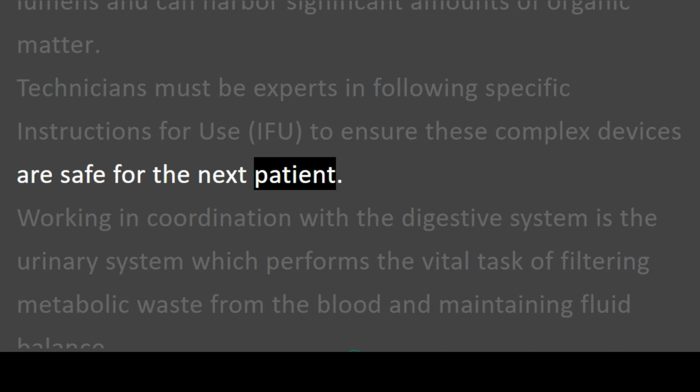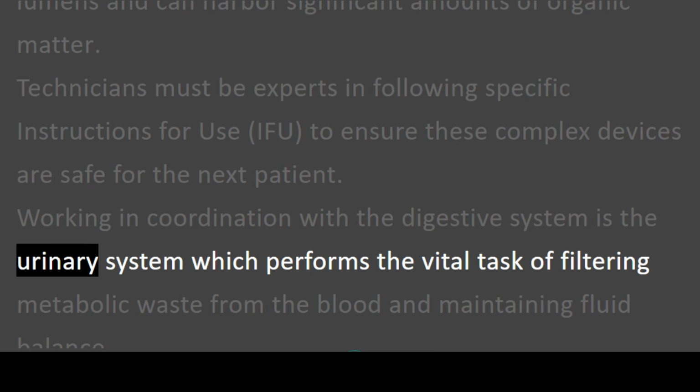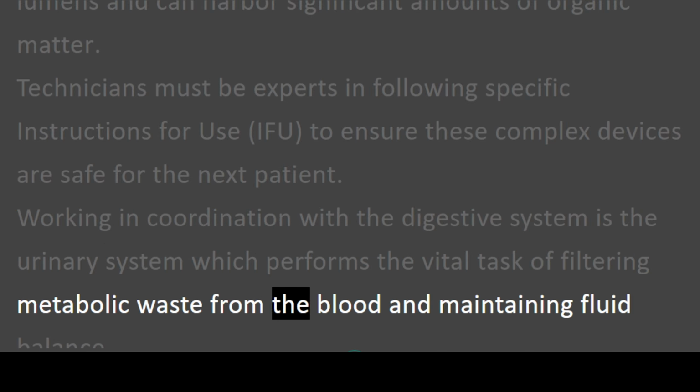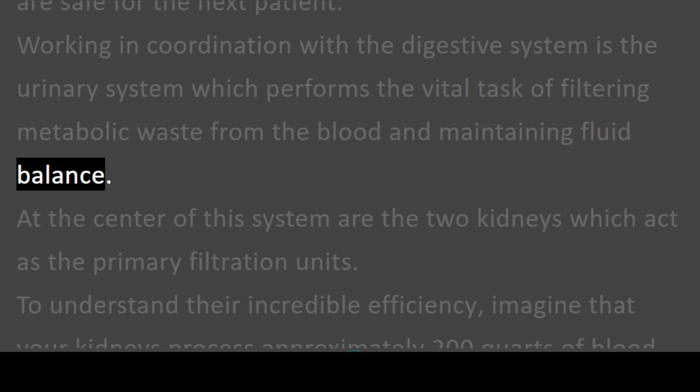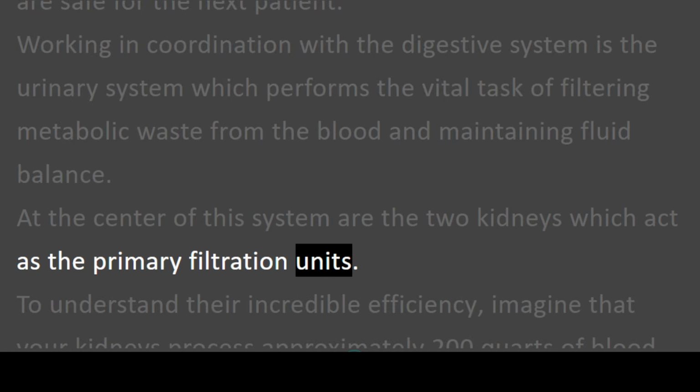Working in coordination with the digestive system is the urinary system which performs the vital task of filtering metabolic waste from the blood and maintaining fluid balance. At the center of this system are the two kidneys which act as the primary filtration units.